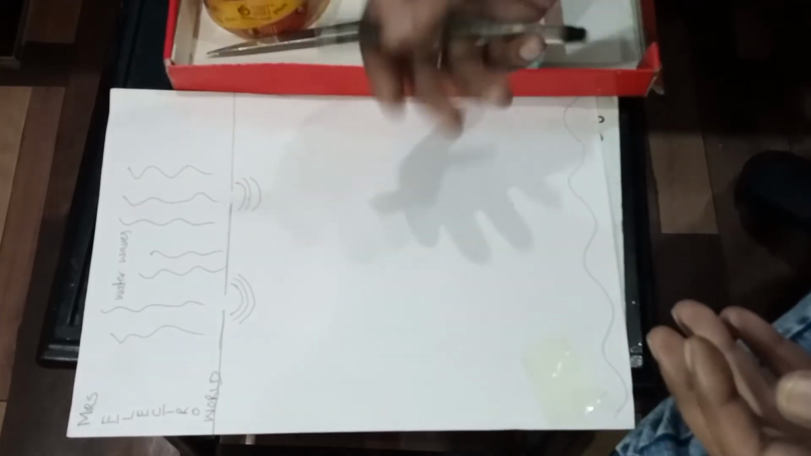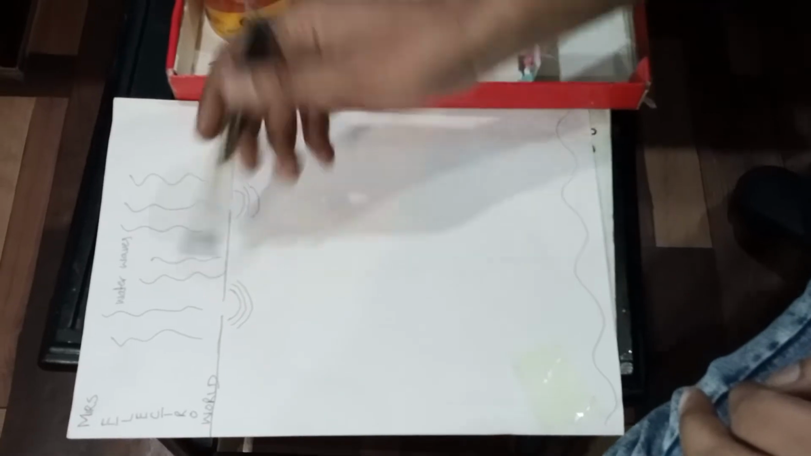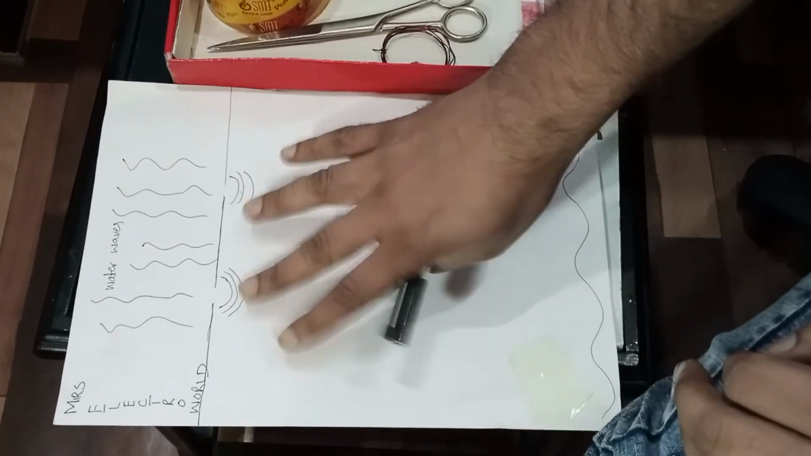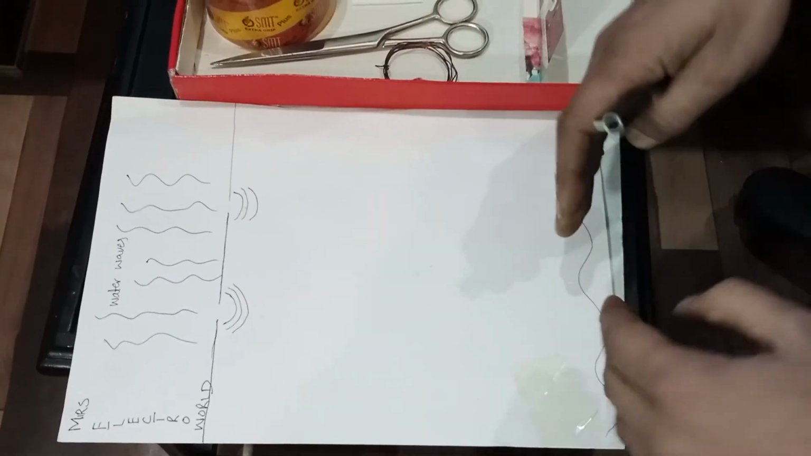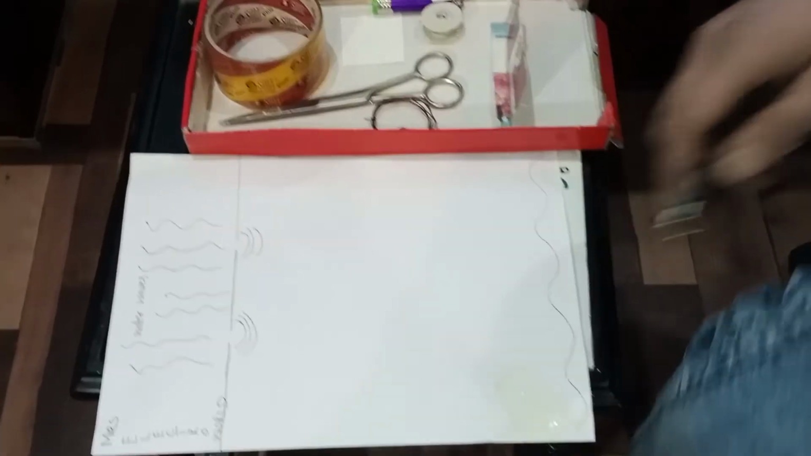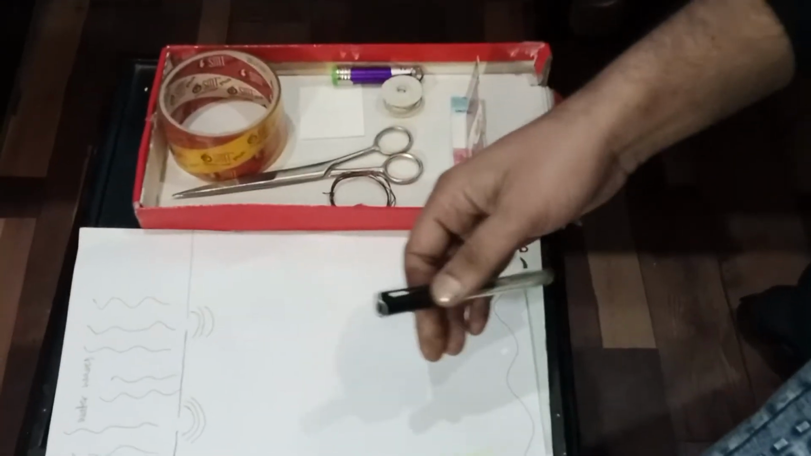Thomas Young performed his experiment in which the water wave is replaced with a source of light. He passed the light through two slits and observed the output on a screen. You can perform this experiment easily at home. Before you do it, I'll tell you something.